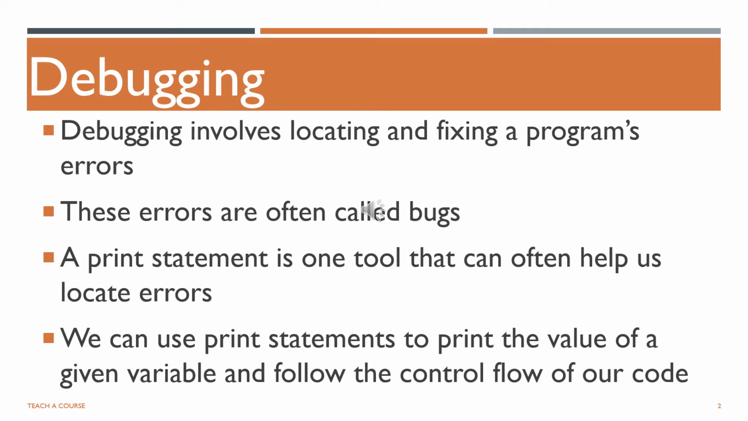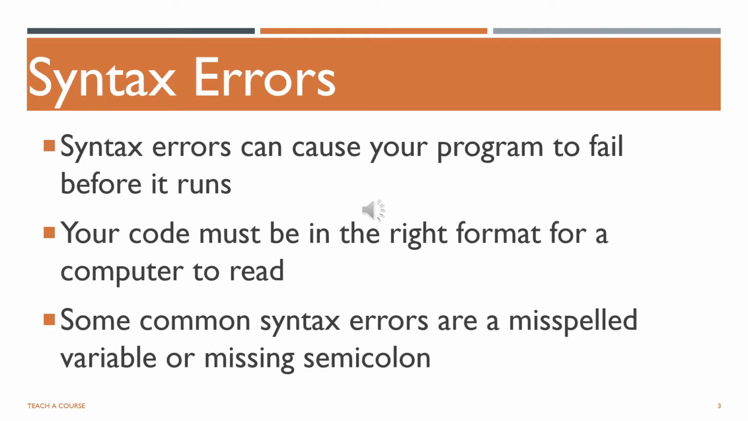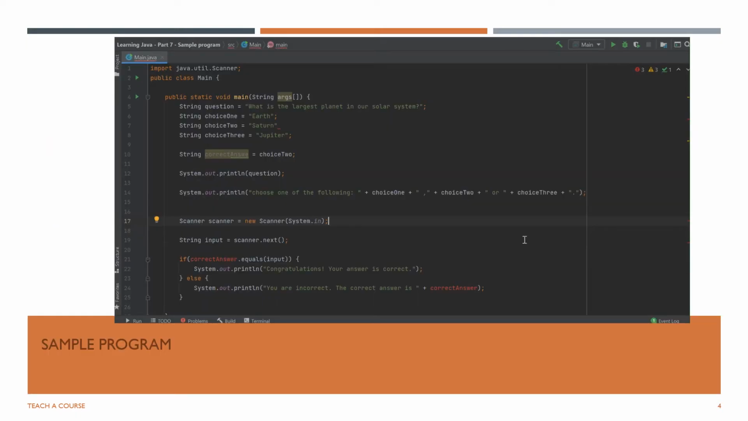In this video, we'll take a look at our multiple choice program from the last video, but with a few errors introduced. The first error that we will be looking at in this video is going to be the syntax error or syntax bugs. The syntax error often causes your program to fail before it's even executed, because the computer has to understand your code in order to run it. This means if something's misspelled or a certain symbol is missing, the program won't run because your code is not in the right format. So let's find some syntax errors in this program.